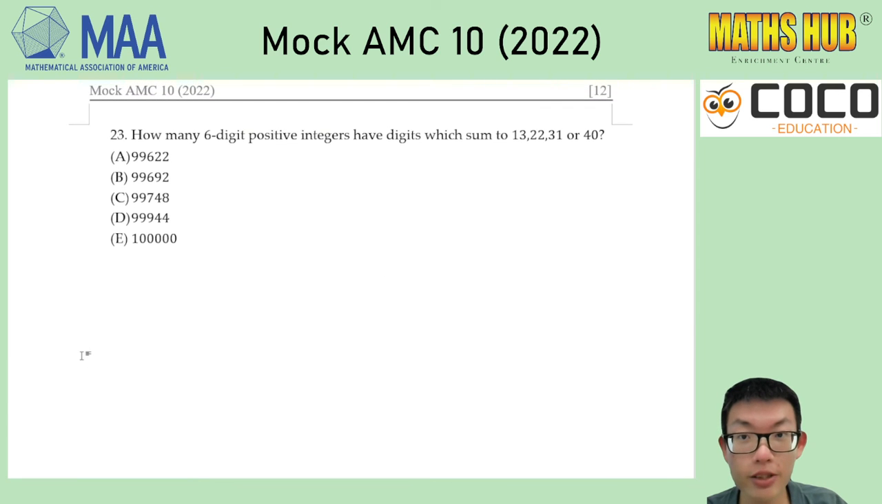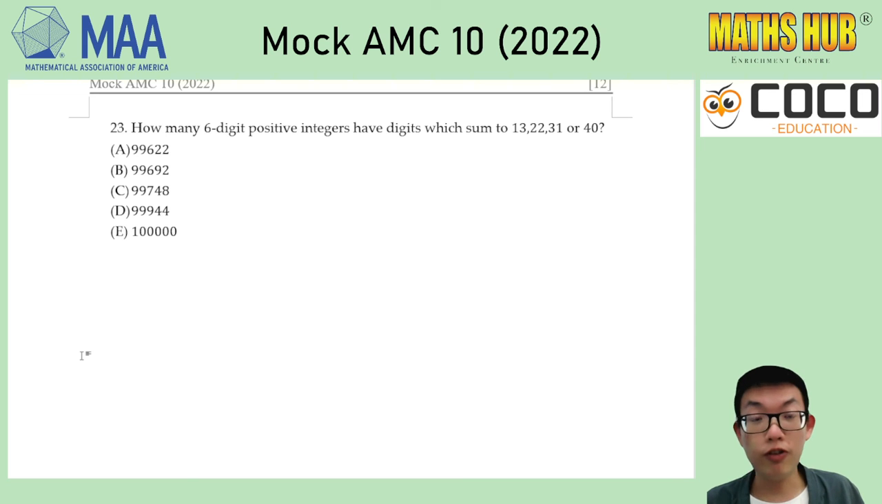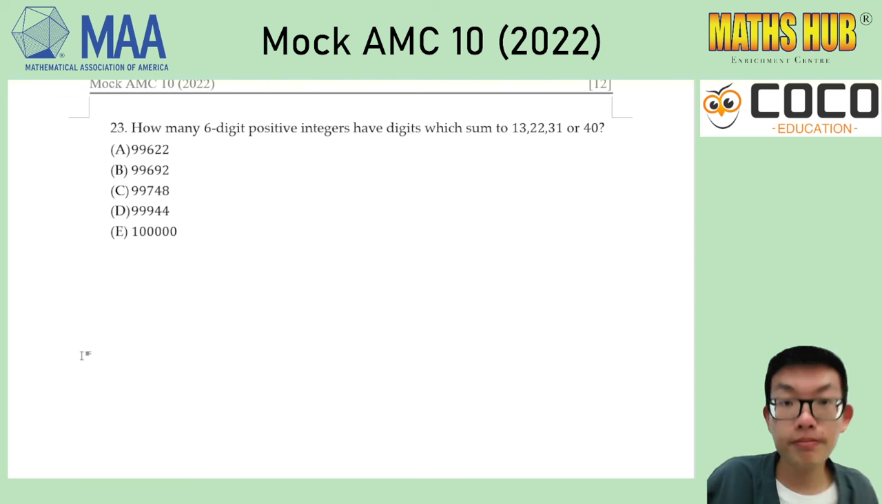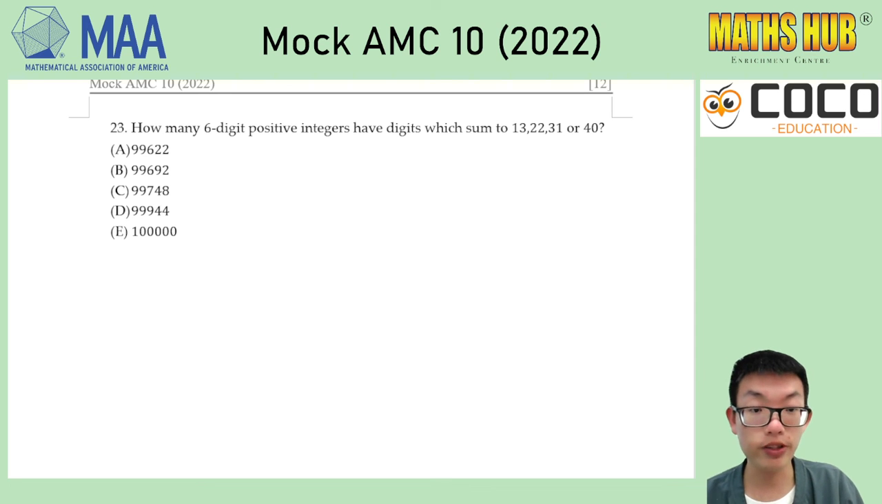Okay, question 23. How many 6-digit positive integers have digits which sum to 13, 22, 31, or 40? Now, the answers are very suspiciously clustered around 100,000. Sometimes the AMC does this because they want to trap you into making a careless mistake. So if you make a calculation error, you may accidentally land up in the other option. But in doing so, they have also given you a hint as to the range, and so that gives you the general strategy within the options already.